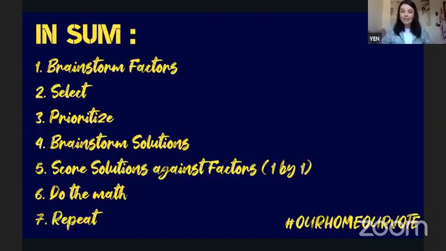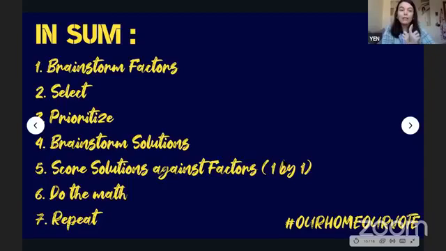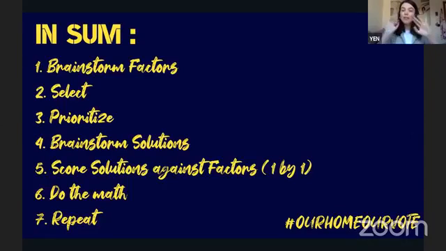So again, in sum, this is how we do it. Step one, you brainstorm your factors. You brainstorm all the things within your certain decision that are important to you. I usually recommend about 10, because then you've covered all your bases, but you haven't gone too far into it. Then we select 5 out of that, halving it from 10 to 5, and we make sure that these 5 are the ones that we care about the most. And out of that 5, we prioritize, 1 being the most important and 5 being the least important, and we give them all a score.